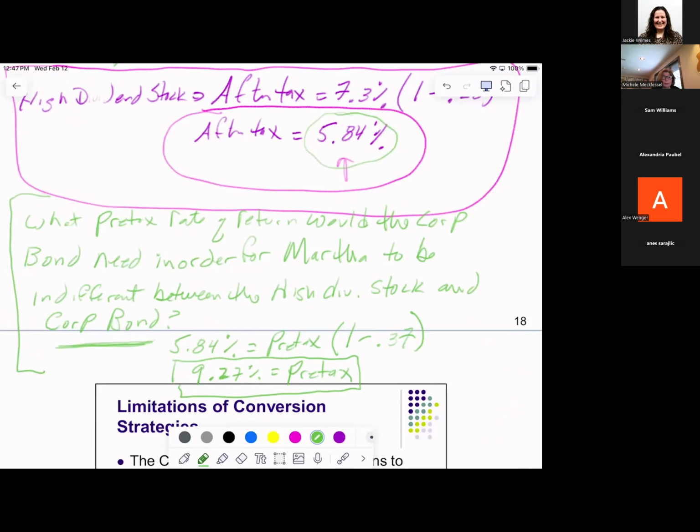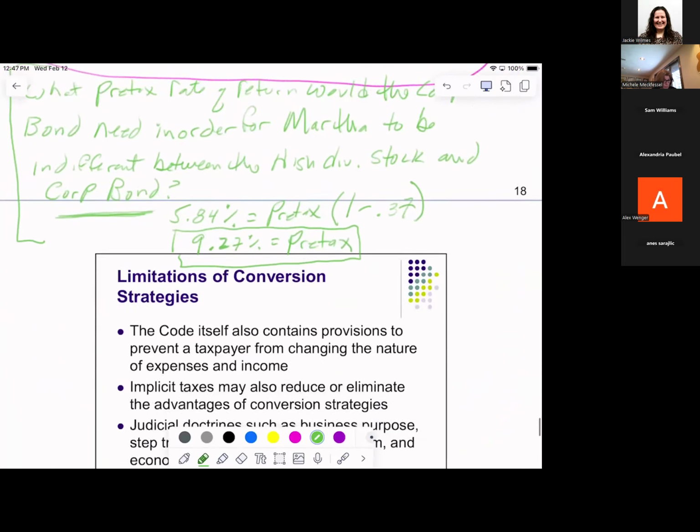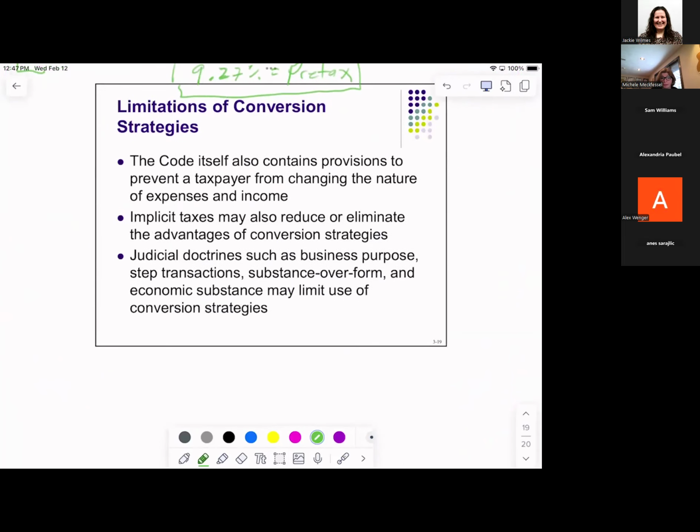Any questions about that? Awesome. All right. Well, sadly, there are limitations to conversion strategies as well, right? We talked about that with timing. We talked about limitations in timing. We talked about limitations in shifting. There are also limitations to conversion strategies, okay?